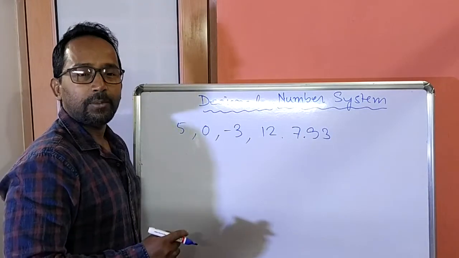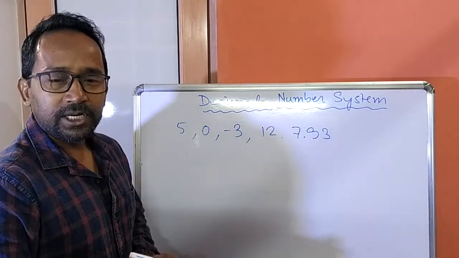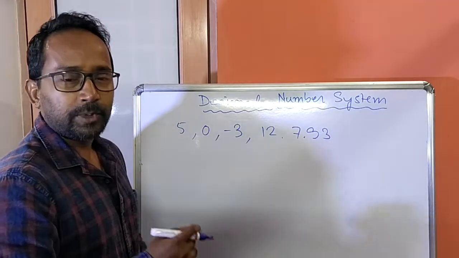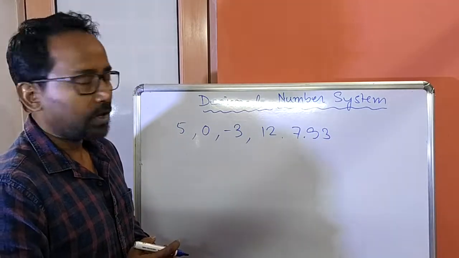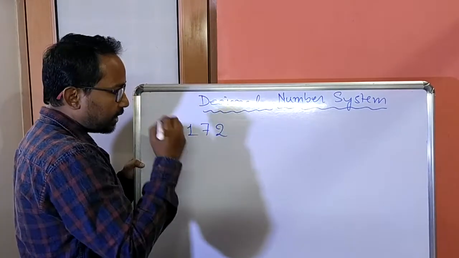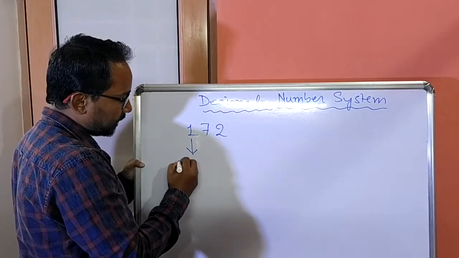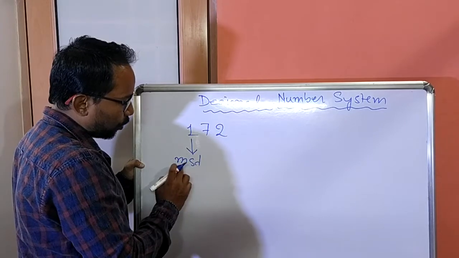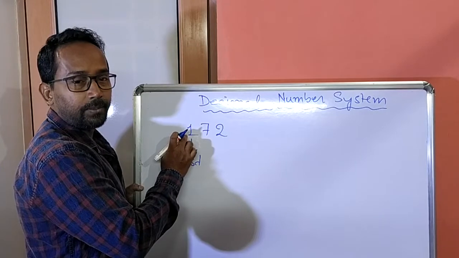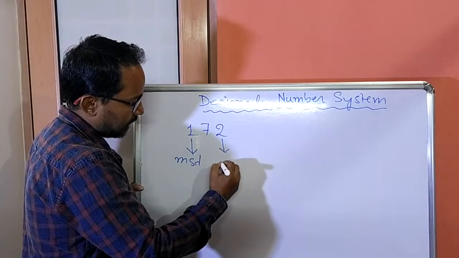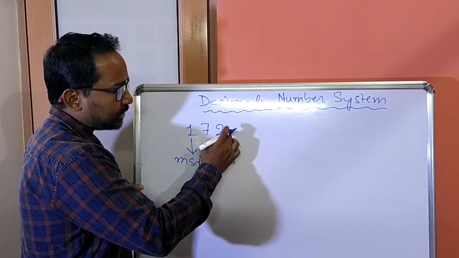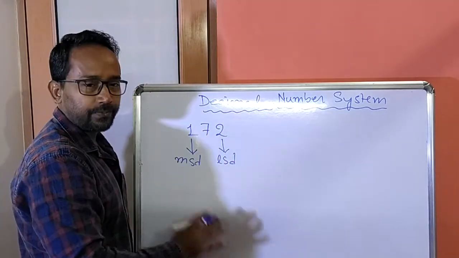How to understand these numbers are decimal numbers? By its base. So we have to write base after the number when we deal with multiple number systems. If a decimal number is 172, in this number the leftmost digit is called MSD, most significant digit, because this digit carries the largest weight in the number, and the rightmost digit is called LSD, least significant digit, because this digit carries the smallest weight in the number. So this is decimal number.